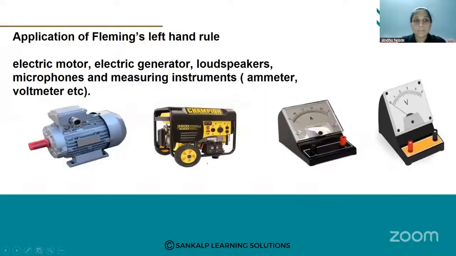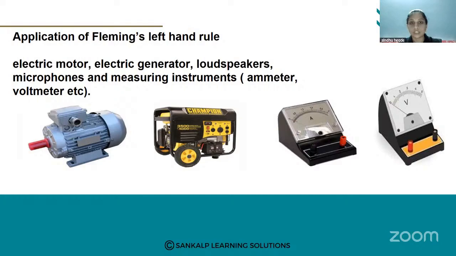Then what are the applications of Fleming's left hand rule? Where do we apply Fleming's left hand rule, in which devices is this rule applied to form those devices? Just remember this concept. Sometimes they ask, write the application of Fleming's left hand rule. So at that time you should write: it is applicable for the preparation of devices like electric motors, electric generators and some loudspeakers, and also it is applicable for microphones and some measuring instruments.